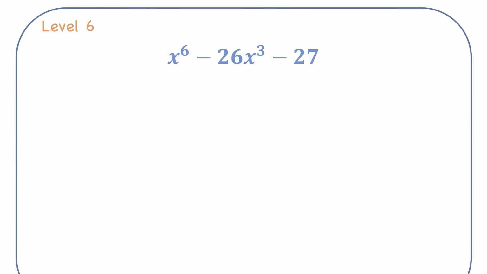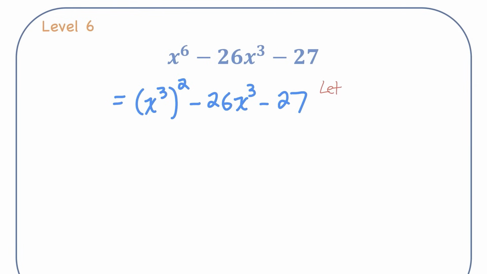Once again, I have a trinomial, and I can rewrite this in a quadratic form so you can see that we can use a sum and product factoring method. I'm going to rewrite that x to the 6 as an x cubed squared. And then to make it very obvious what method we'll use, I'm going to say let k equal x cubed. So that would mean my expression could be written as k squared minus 26k minus 27.